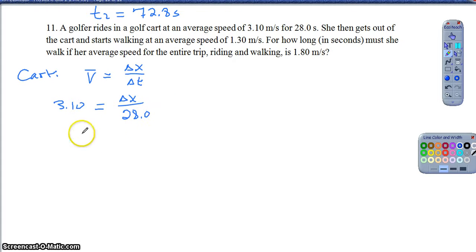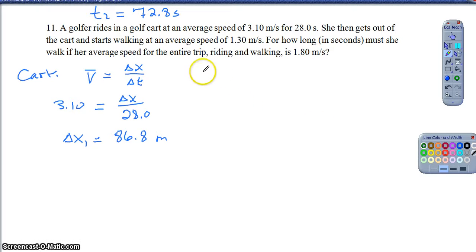So I'm going to go ahead and calculate, just multiply both sides by 28. And I'm going to find that initial displacement to be about 86.8, I think exactly 86.8 meters. So I've got all three measurements for while she's in the cart, which is very helpful down the road. No pun intended, by the way.